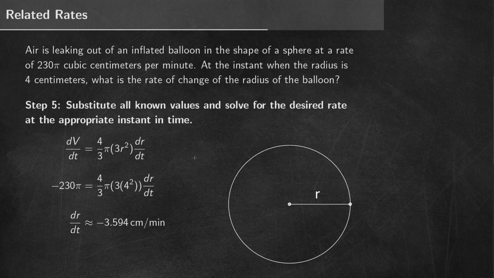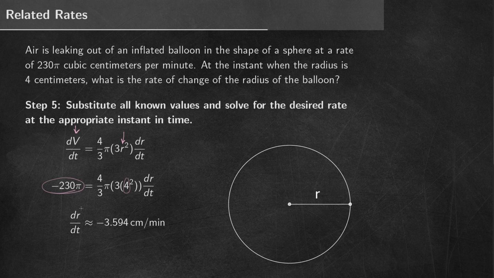Our final step then is going to be to substitute all of our known values into the equation and solve for that rate that we were looking for. We were trying to find dr dt at the moment in time when r was 4. So I substitute in 4 for the r. I let 4 equal r. And in the problem, I was given dV dt, so I'm going to substitute in negative 230 pi for the dV dt. I substitute in 4 for the r, and then I simply solve the equation for dr dt.